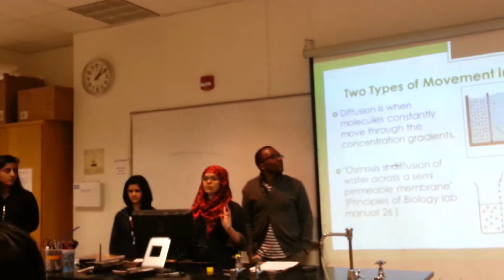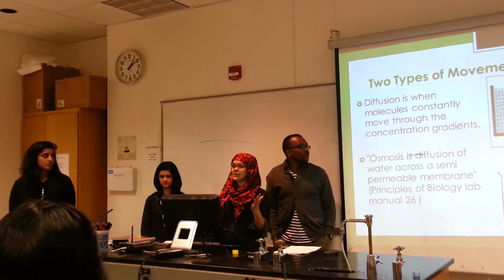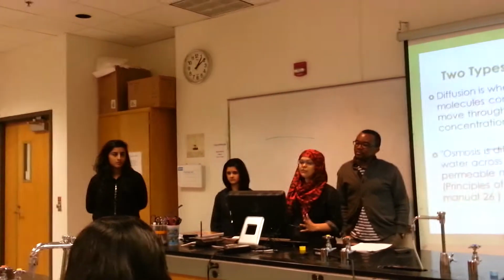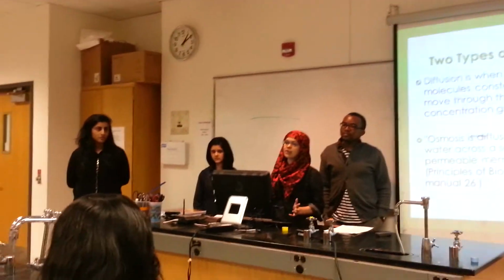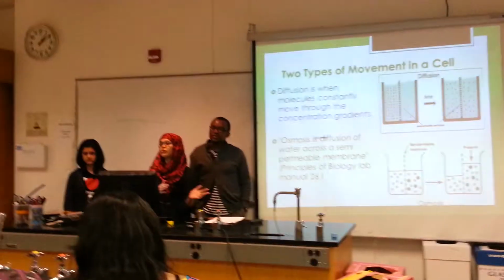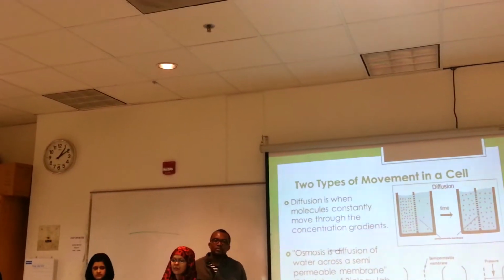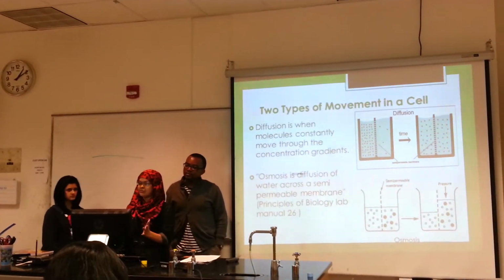Usually there are movements in the cell, and two types of them are diffusion and osmosis. Diffusion is when molecules constantly move through a concentration gradient, usually from a lower concentration to a higher concentration. And osmosis is diffusion of water across a semi-permeable membrane.